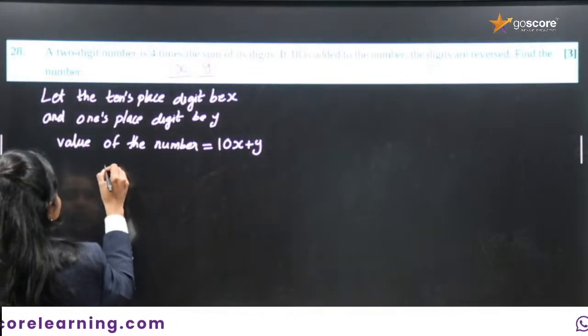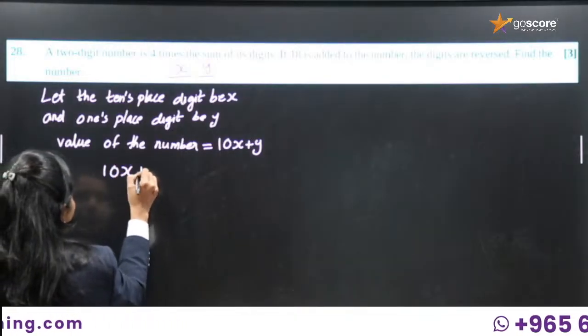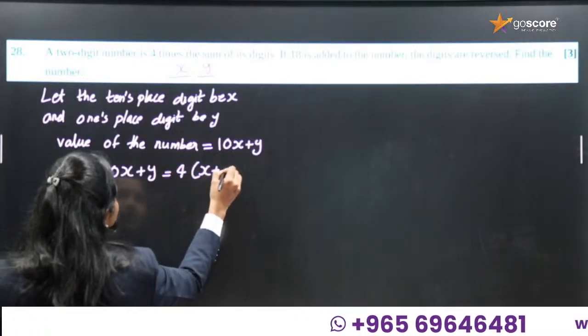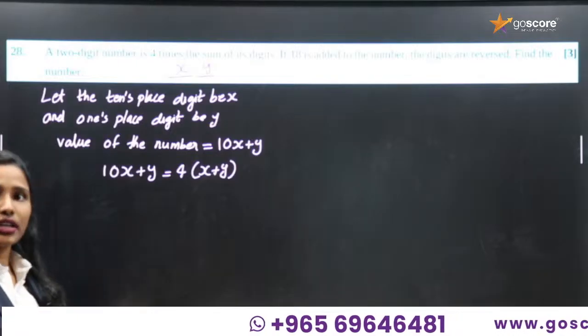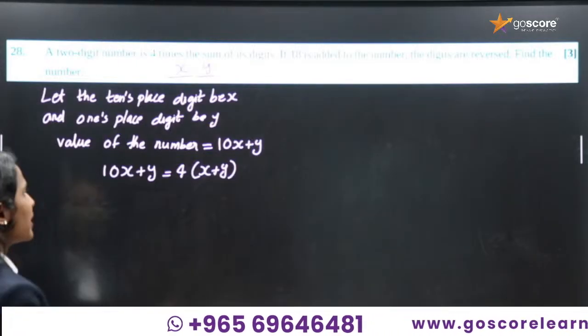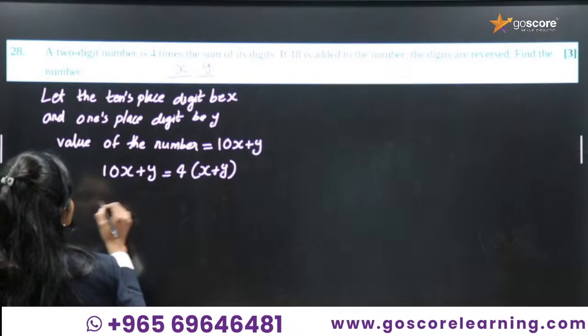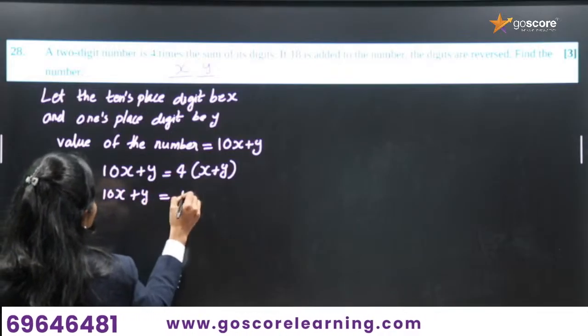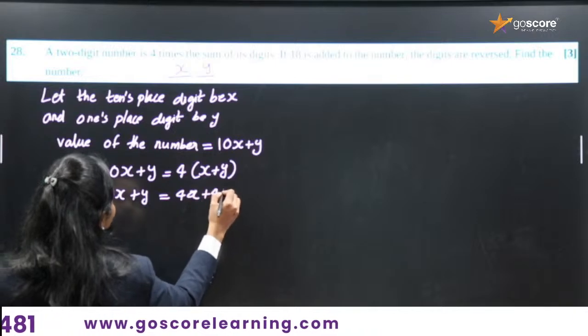So this 2-digit number 10x plus y is 4 times the sum of its digits. x and y are the digits, so the sum of the digits is x plus y, and 4 into x plus y. Now we need to arrange it. 10x plus y is equal to 4x plus 4y.